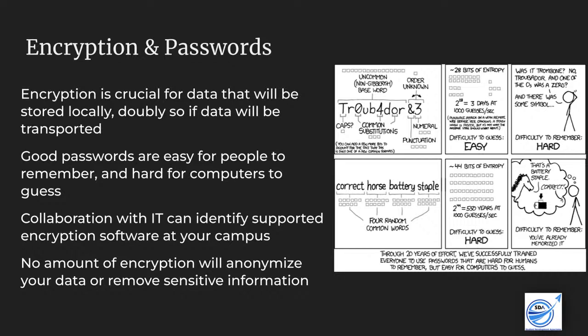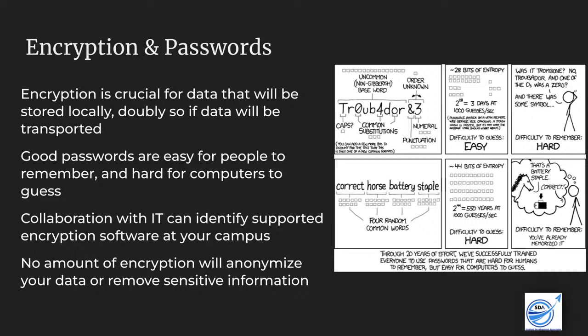Encryption is crucial if your data is going to be stored locally, and even more so if your data is going to be transported. You want to have encryption, such as a password or some sort of encryption key, on any data that you are going to be storing and using, and that could be sensitive. And if it's going to be transported, such as on a flash drive or something like that, you especially want to encrypt the data to make sure that if you lose that physical device, it is still secure.